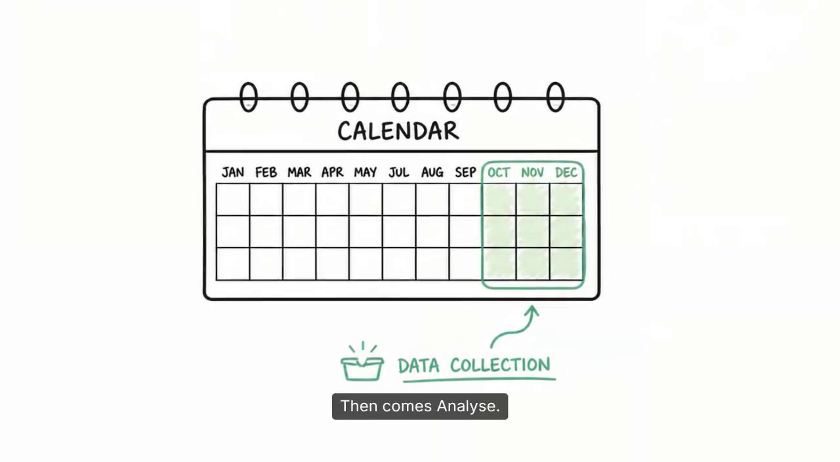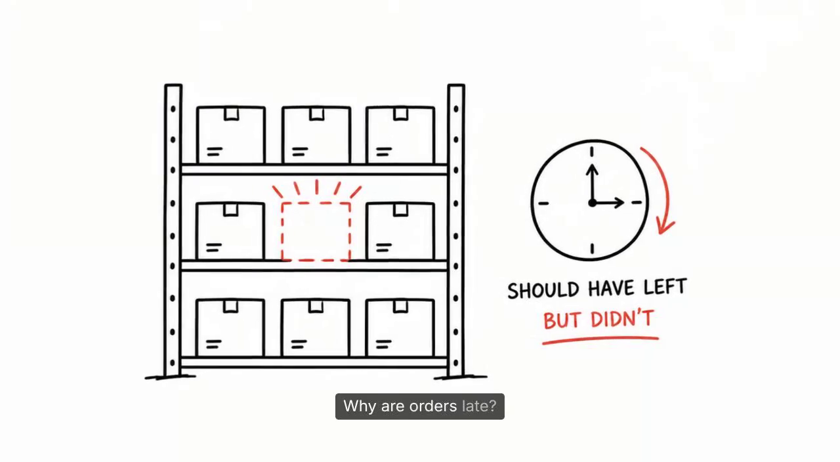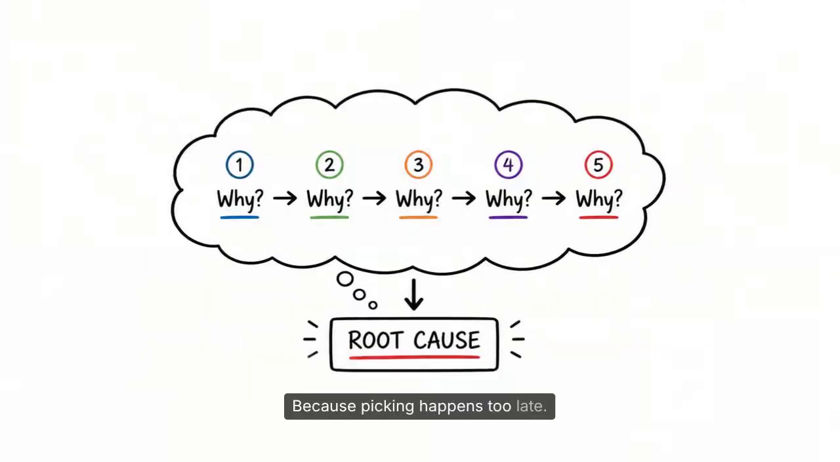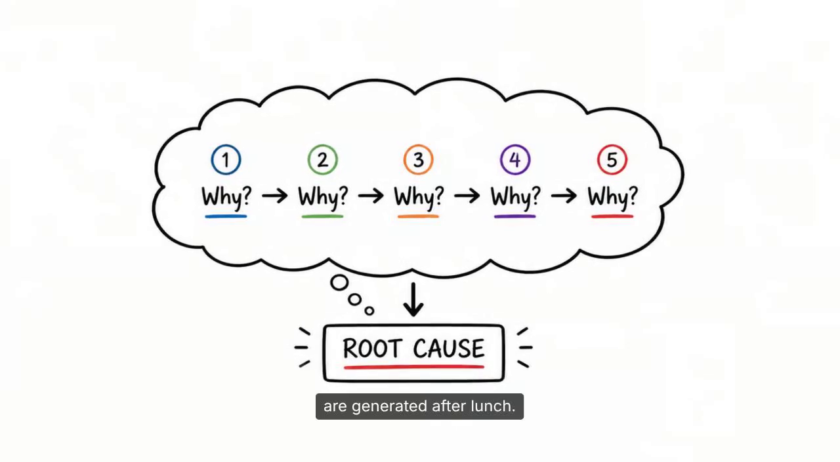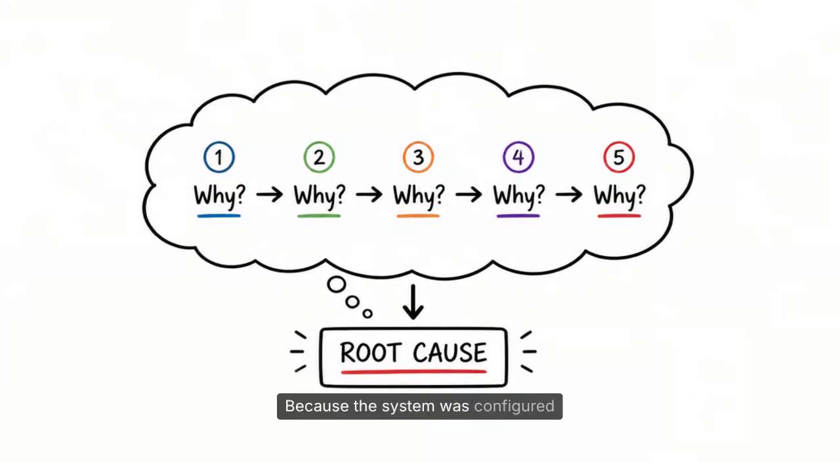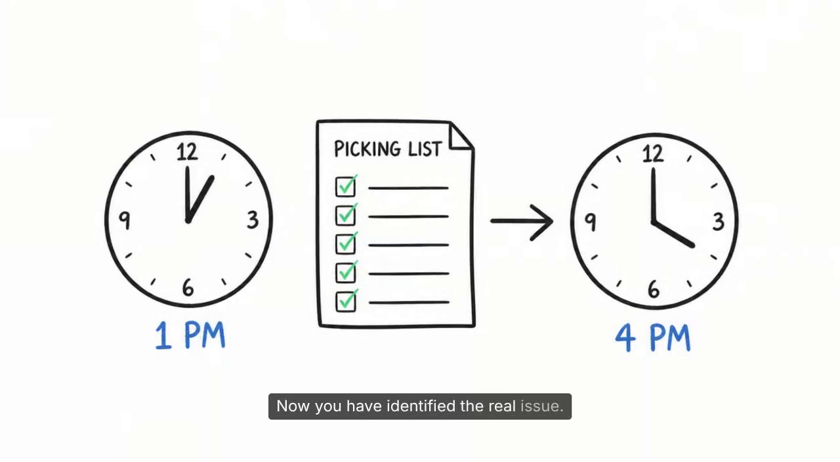Then comes analyze. You use the 5 whys technique to find the root cause. Why are orders late? Because picking happens too late. Why? Because picking lists are generated after lunch. Why? Because the system was configured years ago and never updated. Now you have identified the real issue.